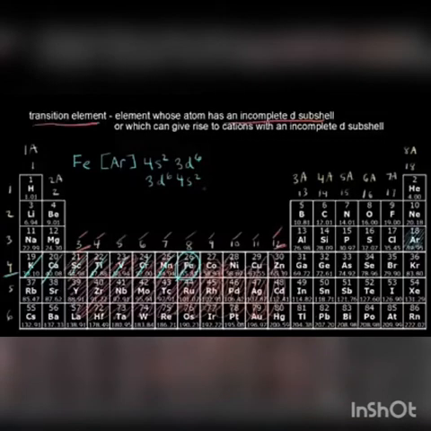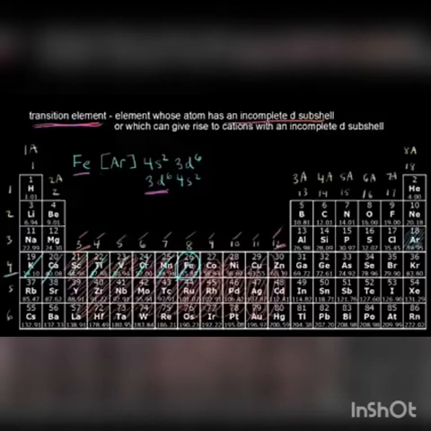And when I look at the d orbitals for the electron configuration, I can see that there are 6 electrons in my d orbitals. Well, that's an incomplete d subshell, right? Because I can fit a total of 10 into my d orbitals. And so iron would be an example of an element whose atom has an incomplete d subshell. So iron is a transition metal.